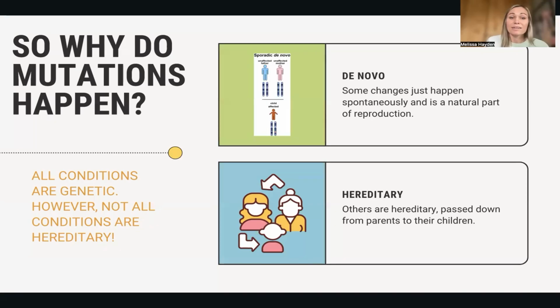On the other hand, some paths in the maze are well trodden, having been used by many generations. These represent hereditary genetic changes. If a genetic condition is hereditary, it means it can be passed down from one generation to the next, often following specific inheritance patterns. For example, if a parent has a hereditary condition, there's a chance that their children may inherit it as well. It's also important to note that all conditions are genetic, which means they involve our genes in some way. However, not all genetic conditions are inherited.